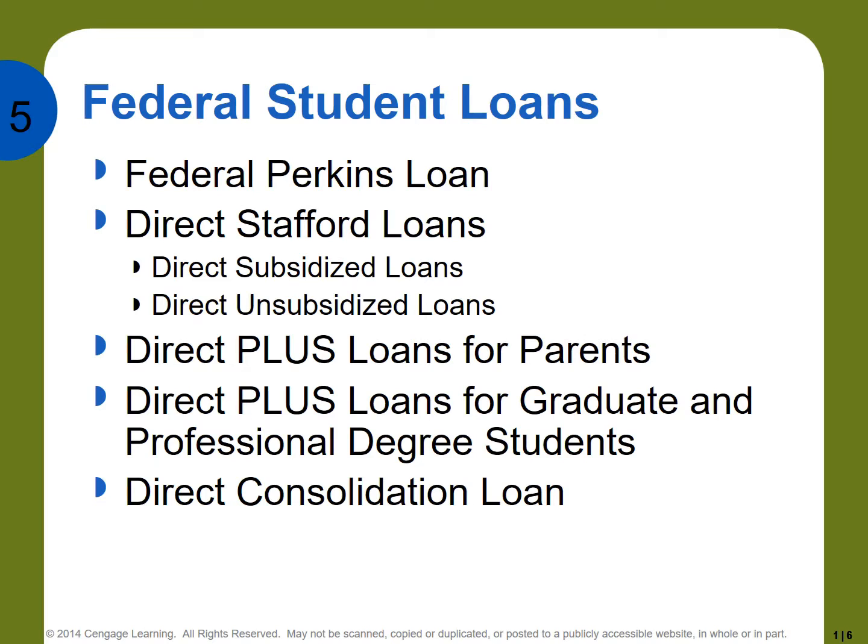There are a number of federal student loans, but the ones that we hear about the most are the Federal Perkins loan and the Direct Stafford loan. Be sure in this chapter that you understand the difference between a subsidized and an unsubsidized loan. But then there are also other loans that you don't hear of as often, like loans for parents, loans for graduate and professional degree students, and the direct consolidation loans.